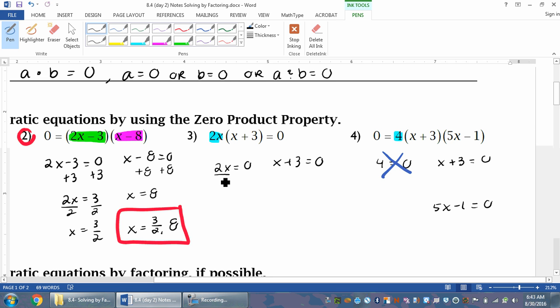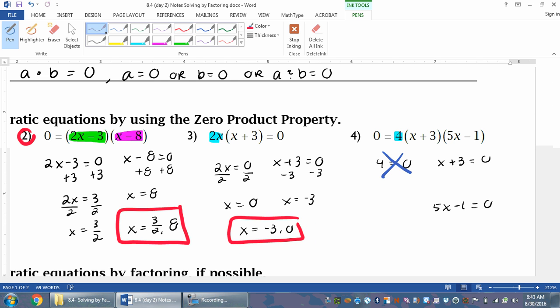Let's jump back to 3 to solve. I've got to get x by itself, so divide by 2. x is equal to 0 divided by 2, which is 0. Then subtract 3 from both sides, x equals negative 3. So the solution is negative 3, 0. And quickly, let's go over 4. If I subtract 3 from both sides, x equals negative 3. Then you're going to add 1, so 5x is equal to 1. Divide by 5. x equals 1 fifth. So my two solutions are negative 3, 1/5. Again, least to greatest.